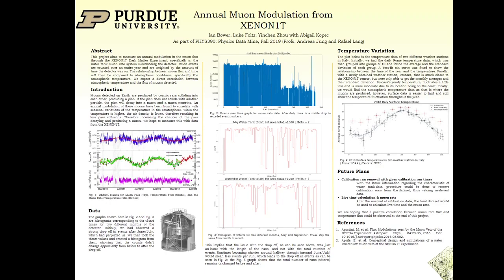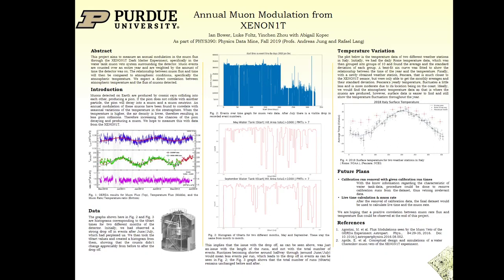The GERDA study mentioned that when the temperature is higher, the air density is lower, therefore resulting in fewer pion collisions, therefore increasing the chance of a pion decaying and producing a muon. For this project, we hope to measure this pattern with data from the XENON1T experiment.